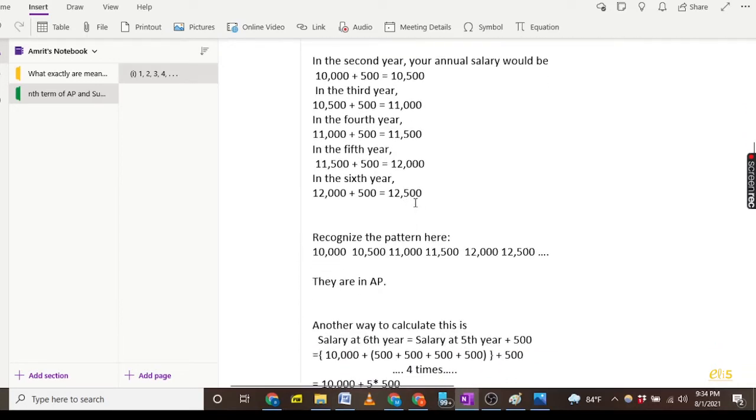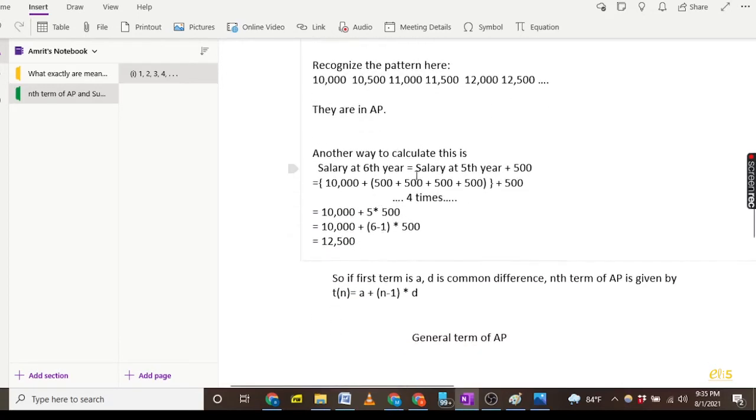But if we have to calculate more than that, if you have to calculate after 30 years, after 50 years, then step-by-step calculating will be a very tedious process. But if we look at the step-by-step process, we can recognize the pattern here: 10,000, 10,500, 11,000. You can see that these terms are in arithmetic progression. So how can we make the process shorter? Another way of calculating this is this.